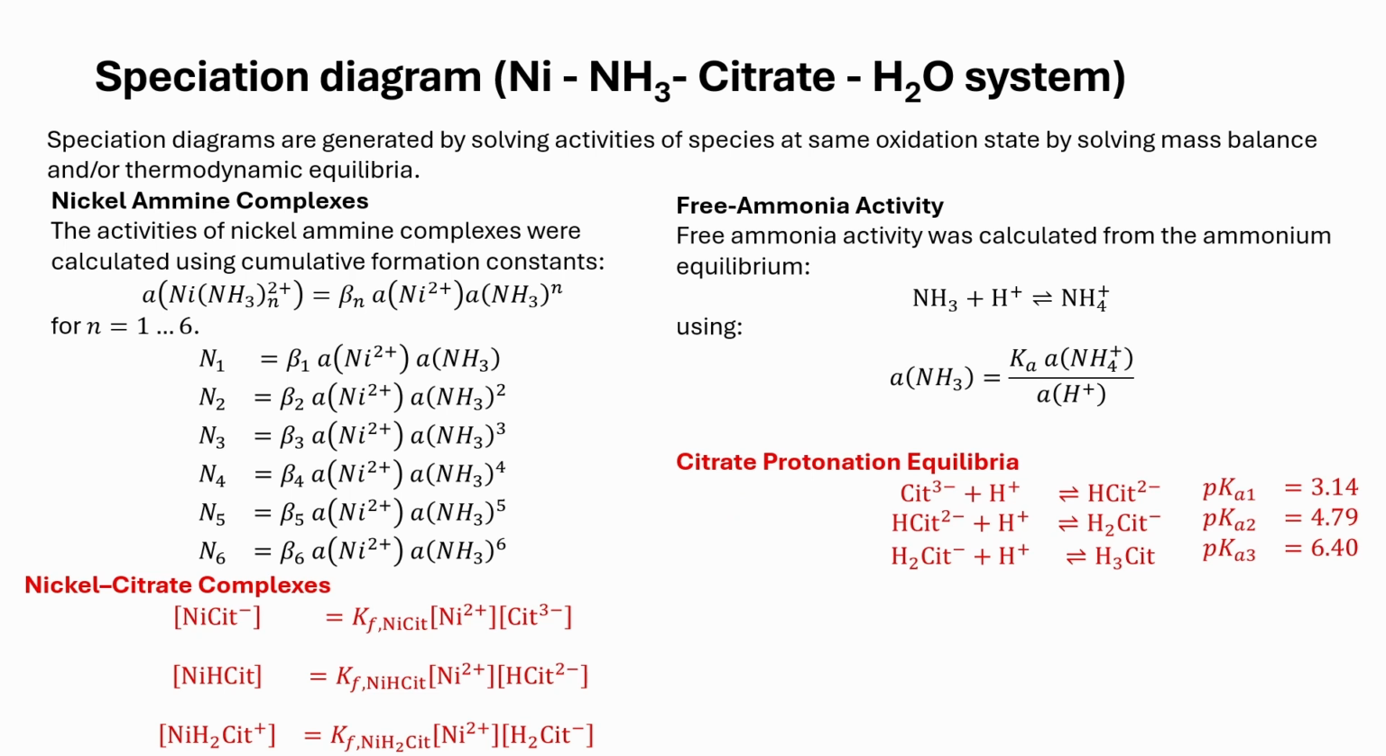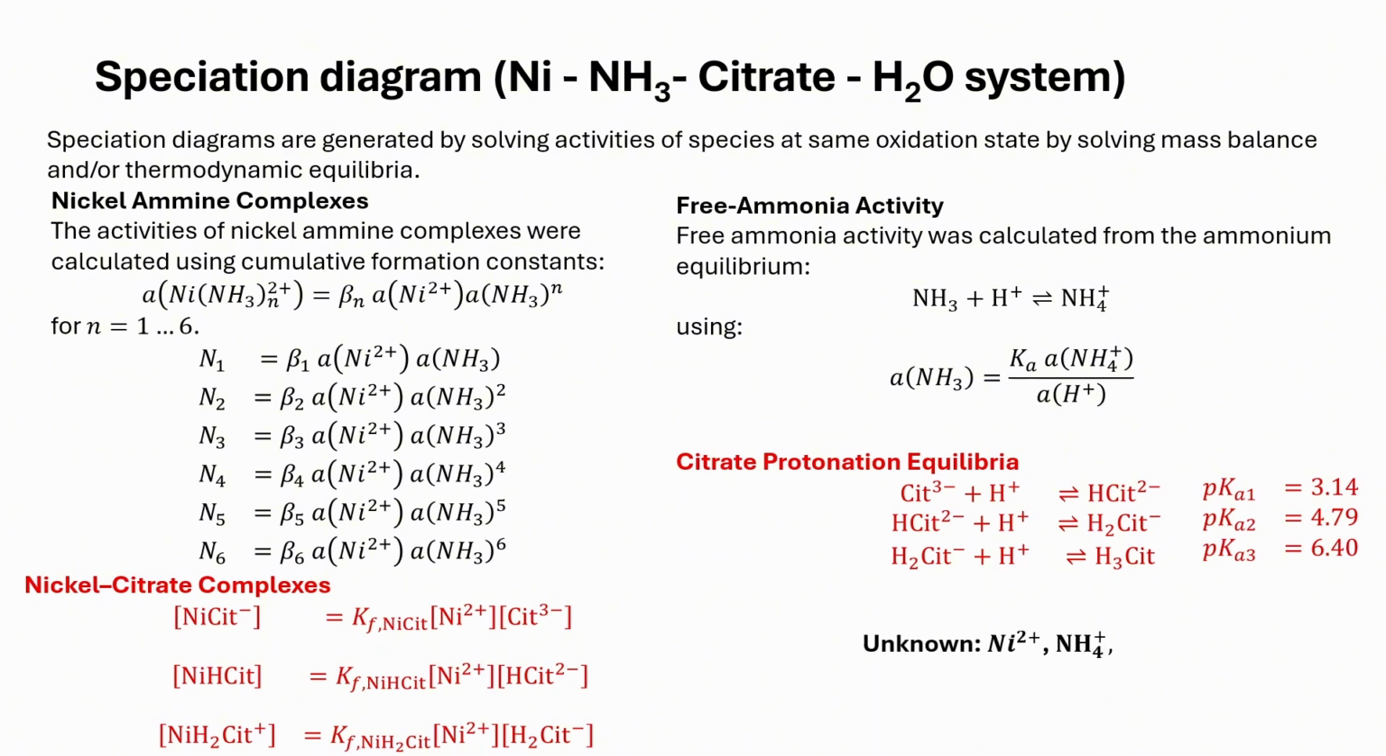Citrate undergoes a three-step protonation reaction. Citrate picks up a proton to form hydrogen citrate with a pKa of 6.40. Hydrogen citrate picks up a proton to form dihydrogen citrate with a pKa of 4.79. Dihydrogen citrate picks up a proton to form citric acid with a pKa of 3.14. So the three pKa values, 3.14, 4.79 and 6.40, govern how the total citrate distributes itself across its four protonation states as a function of pH.